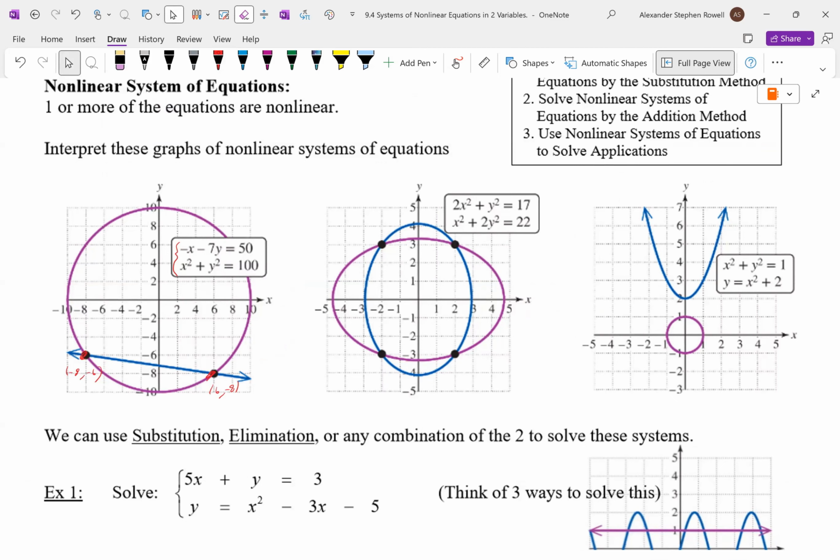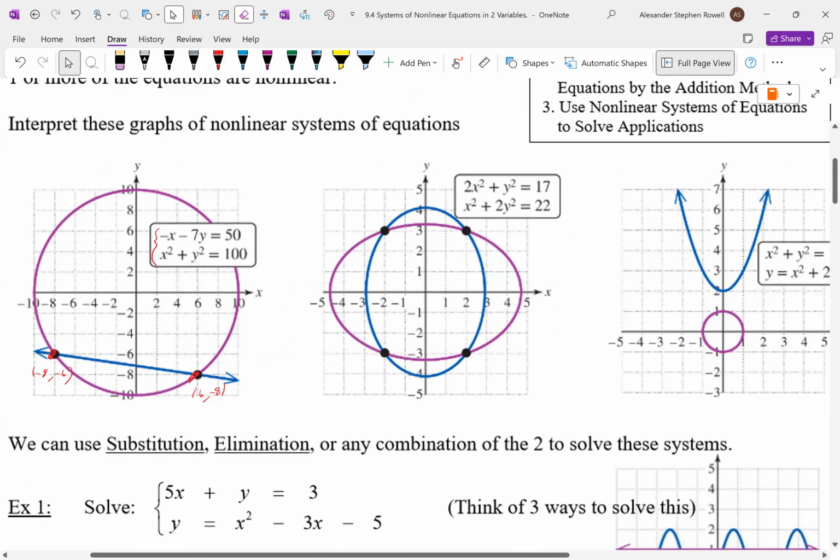Okay, you guys know the plural word for ellipse? Is it ellipses? Okay, so how many solutions do these two ellipses have in a system of equations? Yeah, 4 points in common.